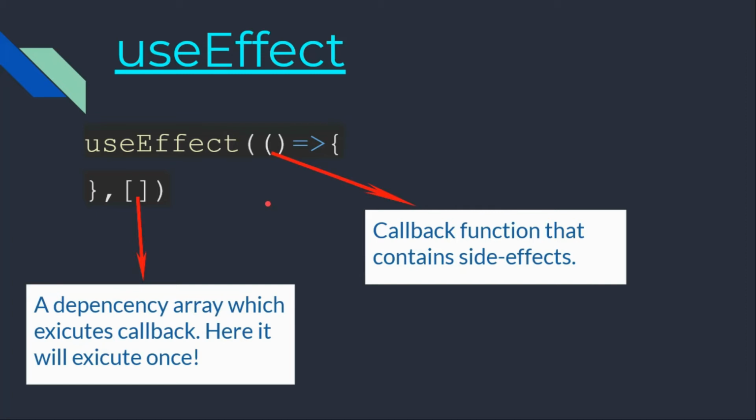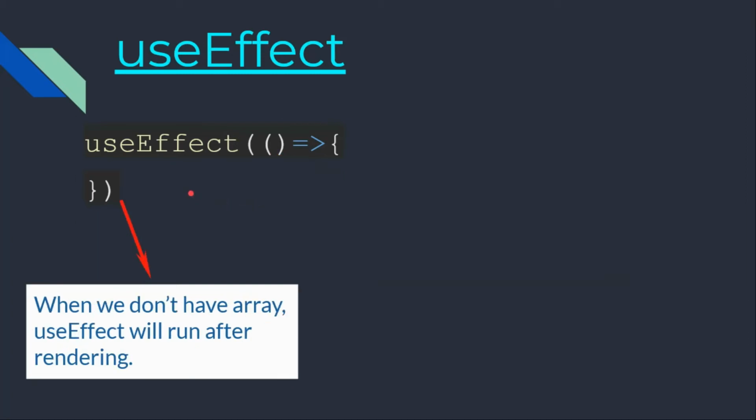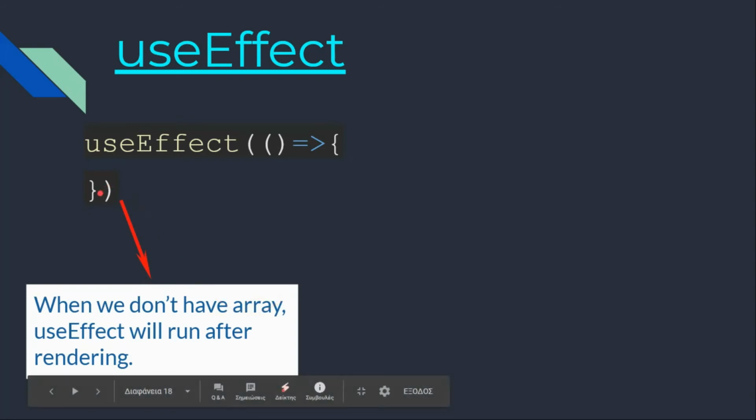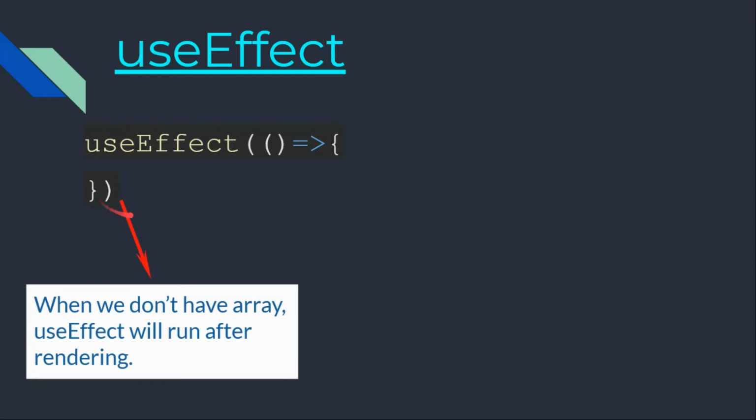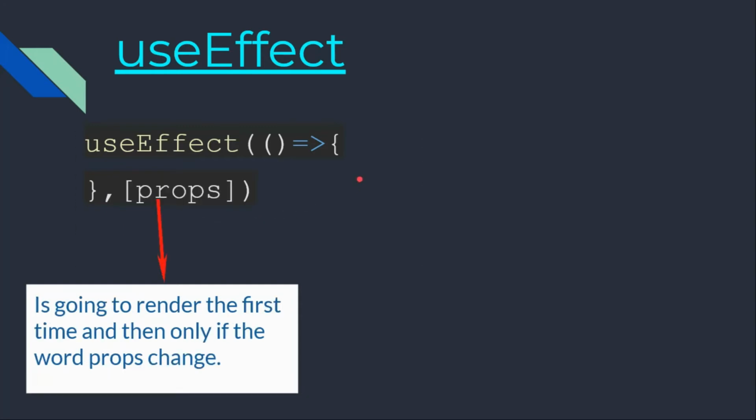Right, let's move. So, when we don't have the array, it means that useEffect will run after rendering always and always. It will create generally an infinite loop.